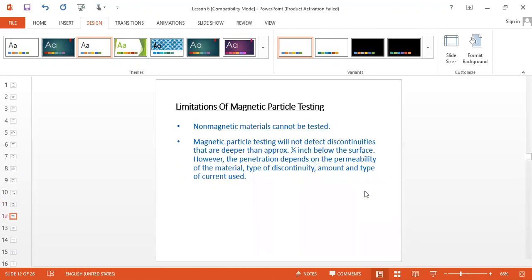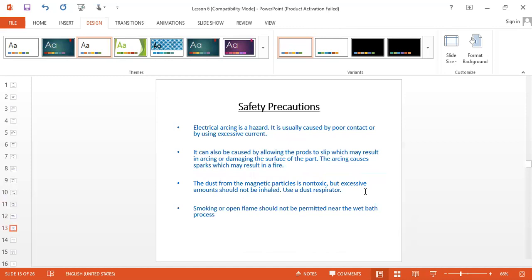The limitations of magnetic particle testing: non-magnetic material cannot be tested. Magnetic particle testing will not detect discontinuities that are deeper than approximately 1/4 inch below the surface. However, the penetration depends on the permeability of the material, the type of discontinuities, and the amount and type of current used.